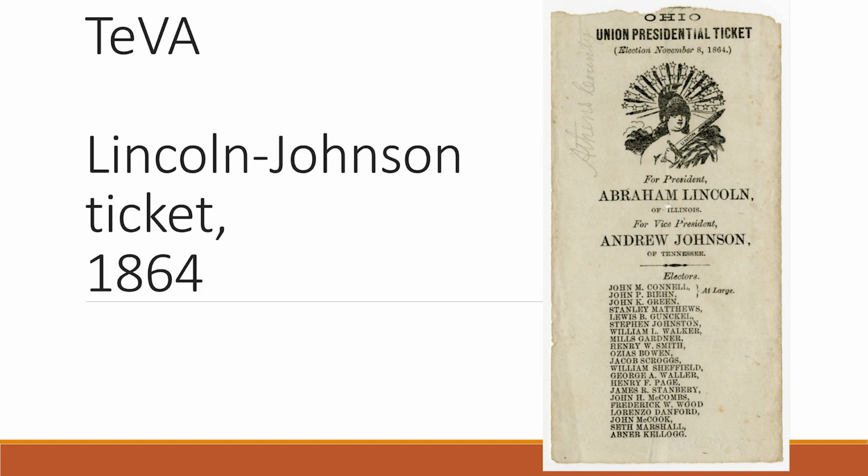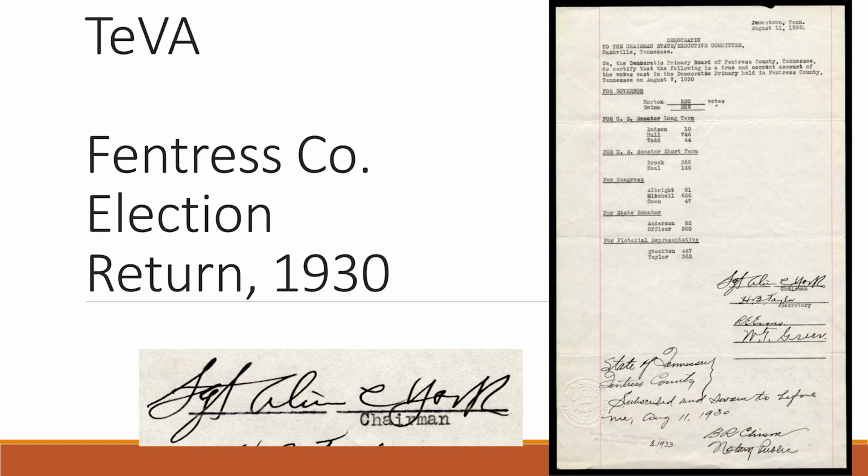This particular original is not here at TSLA. It's over in Morristown, Hamblen County. But it was digitized by the State Archives, and through the TEVA website, you can find documents like this. Here's an election return from Fentress County for 1930. And it's election results for a November election. The kind of thing you might expect to see in one of the record groups here. Signature on it, Sergeant Alvin York, is cool to see.